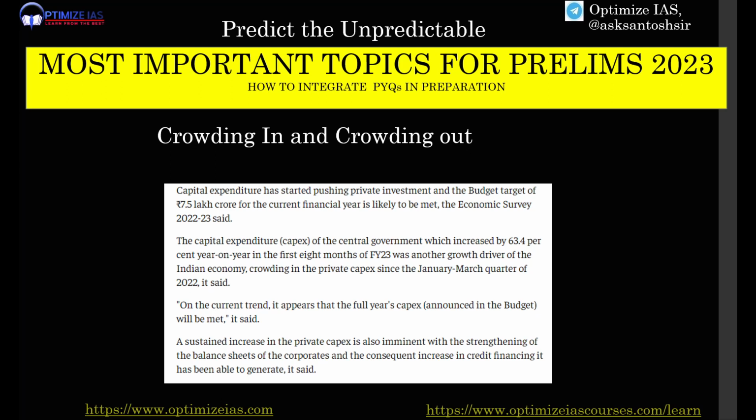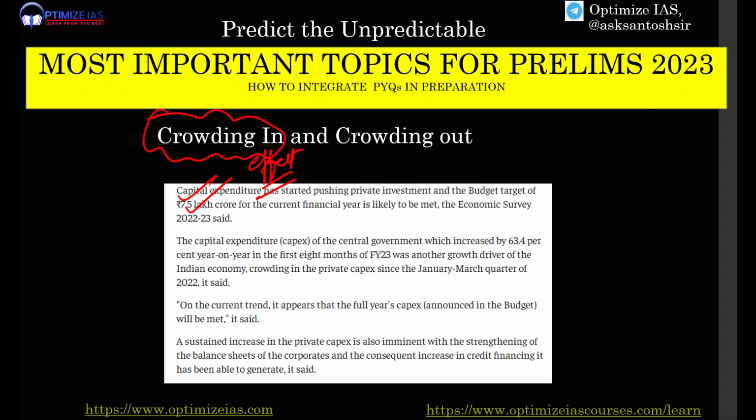Therefore, one of the recommendations of the last two economic surveys has been to increase capital expenditure by the government. When government does capital expenditure, that attracts a lot of private investments in the economy, and this phenomenon is called crowding in of private investment. So the key term here is capital expenditure by government attracting private investments, which in turn increases the overall investment rate in the economy, and this is called crowding in effect.